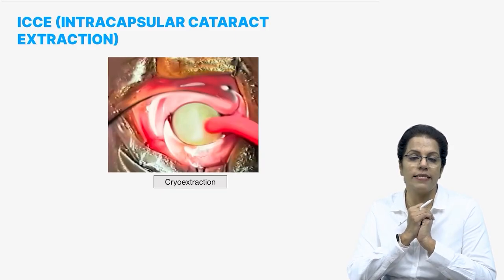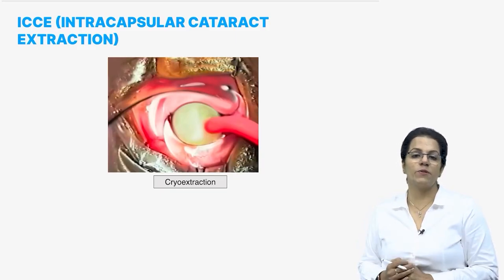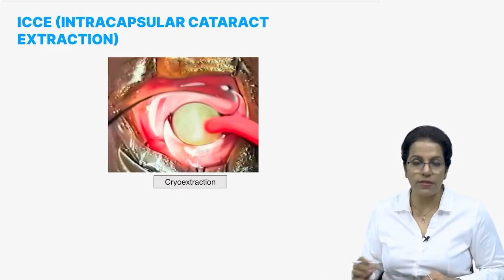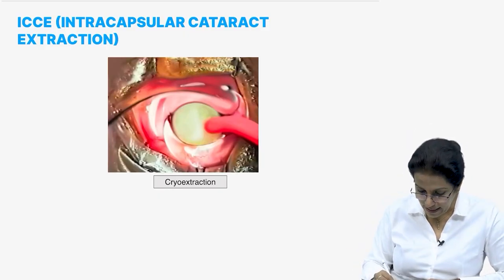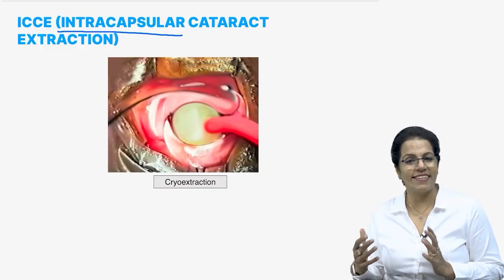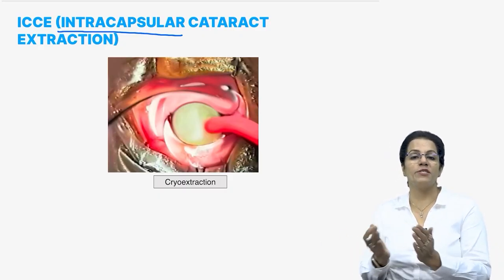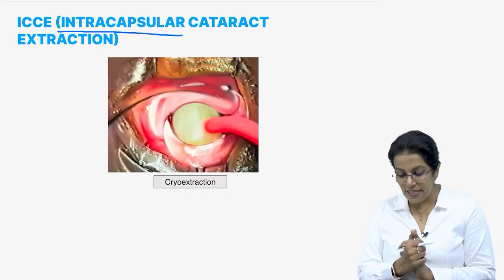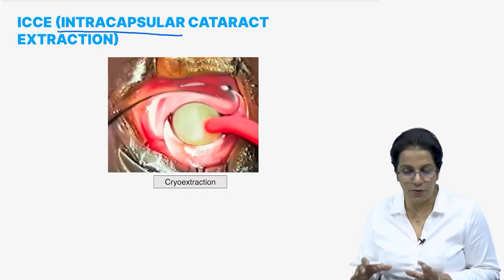The first one I said was ICCE. This stands for intracapsular cataract extraction. When you say ICCE, it includes the capsule and removing the lens. Definitely we don't do this surgery now, because we need that capsule to put the artificial intraocular lens. But yes, what are the important things we have to know about this?